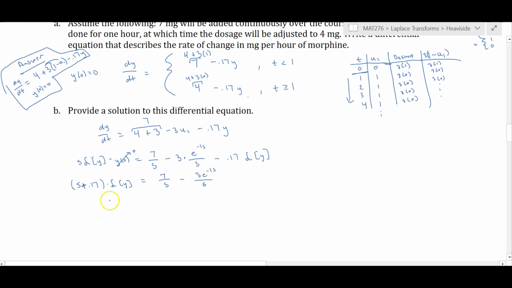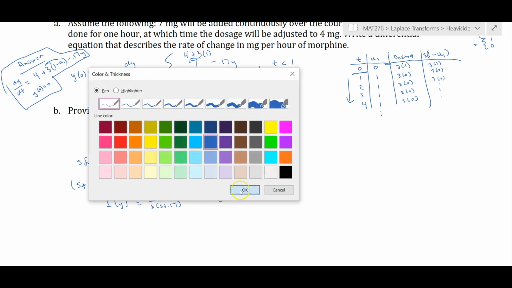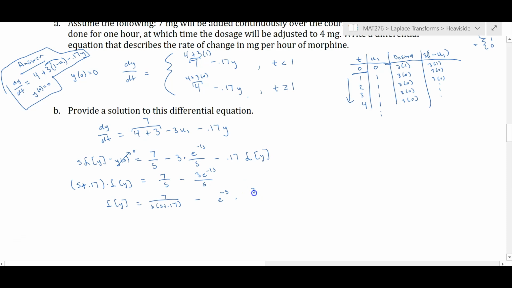Excellent. Divide so that we isolate the Laplace of y. We get 7 over s times s plus 0.17, minus 3 e to the negative s. I'll choose to keep the 3 in the numerator because I'm going to need to do a partial fraction decomposition here, 1 over s times s plus 0.17. All right, so I actually need 2 partial fractions. I need a partial fraction here, and I need a partial fraction here. So I'm going to go ahead and do that and see what we come up with.